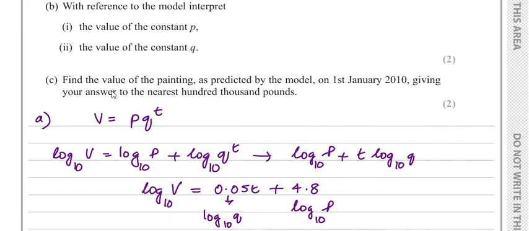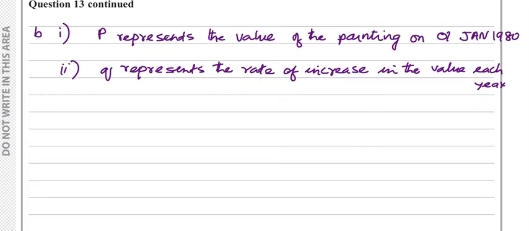Next part of the question, find the value of the painting as predicted by the model on 1st January 2010, giving your answer to the nearest 100,000 pounds. So be careful here. Now, 1st January 2010 means compare this with 1980. So it is 20 plus 10, 30 years. So we just need to put t is equal to 30 in the model. That's it. So let's write out.